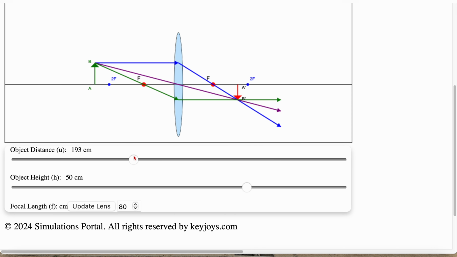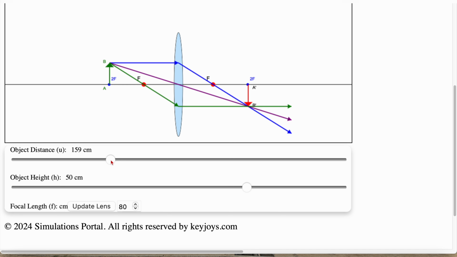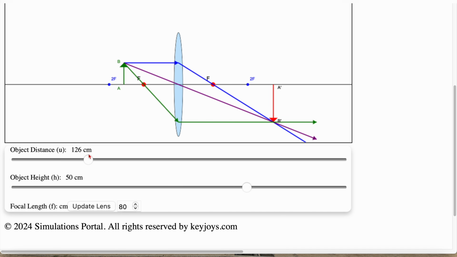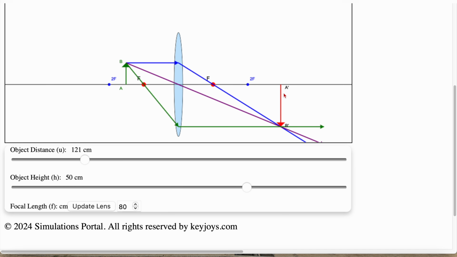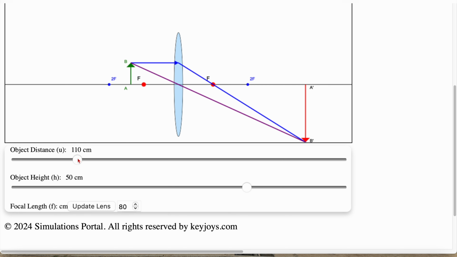Now what happens if I come between 2f and f? Magnification is more than 1, the image is bigger than the object, but inverted. If I further reduce and come to the principal focus, you can see that the image is formed at infinity, the 2 rays are not meeting at all. So the image is formed at infinity, but it is inverted.